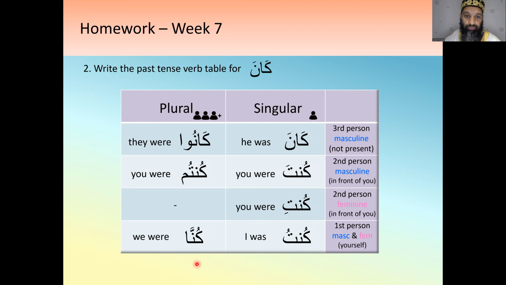The same for kana. And because qala and kana are very similar, they've got an alif in the middle, the adjustment is the same as well for both verbs. And the reason why qala and kana was used in this example is because it comes in the Quran a lot. And there are not a lot of weak verbs compared to regular verbs.